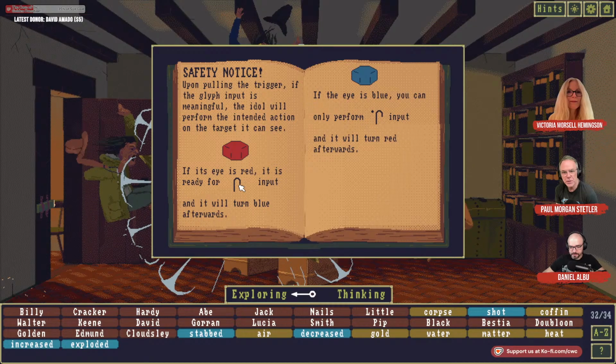The glyph input is meaningful. The idol will perform the intended action on the target. It can see if its eye is red, it is ready for that, and it will turn blue afterward. If the eye is blue, it is ready.